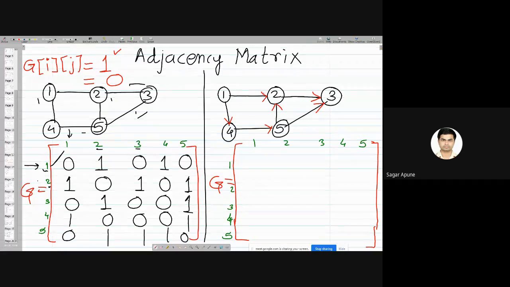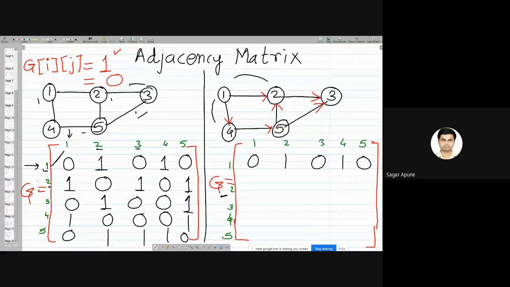Come here for the directed graph. Check: 1 to 2 connection is there, 1 to 4 connection is there. So 1 to 2 is 1, 1 to 4 is 1. Remaining are 0. Okay? Read from row, not from column.